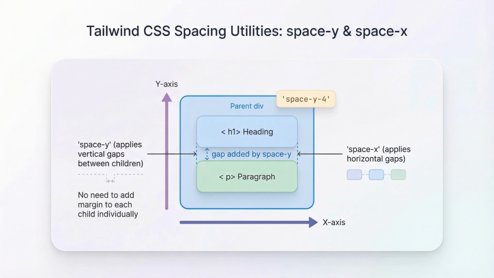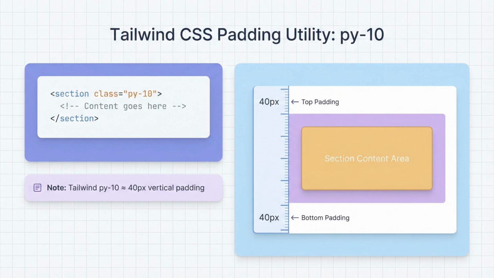The parent controls the spacing, and all children automatically get that gap between them. This keeps your HTML cleaner and your styles more maintainable. For sections, the instructor applies PY10. That's padding on the Y-axis, top and bottom. In Tailwind, PY10 translates to roughly 40 pixels of vertical padding.